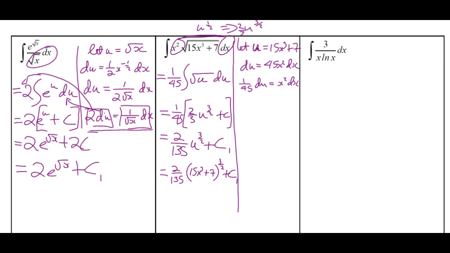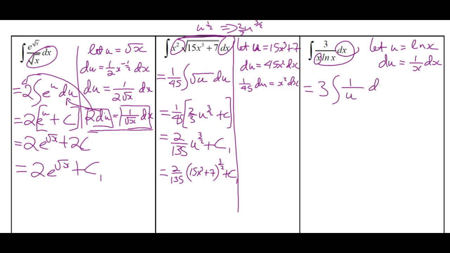Okay, what's u? Ln x. What's du? 1 over x dx. Okay, so that gives me this, right? What I just circled will be replaced with du. The 3 is a constant, so the 3 can come out front. So 3 integral of 1 over u du. Okay, so just make sure that line looks good. Okay, 3 constant came out front, 1 over ln x, but ln x is now u, so 1 over u, and the dx over x got replaced with du.